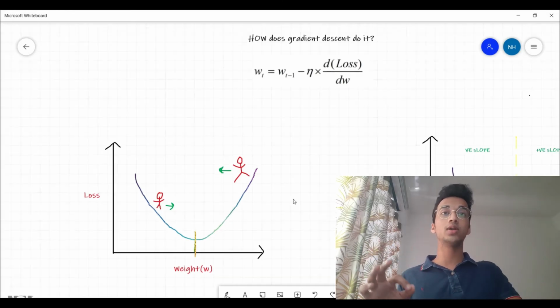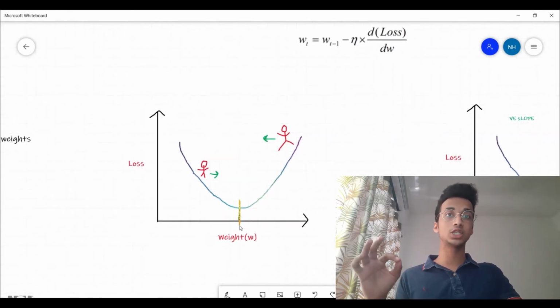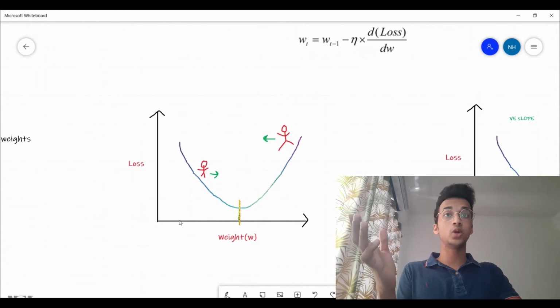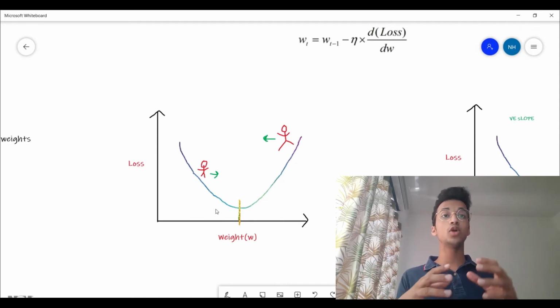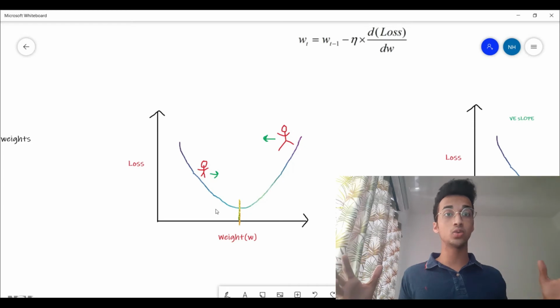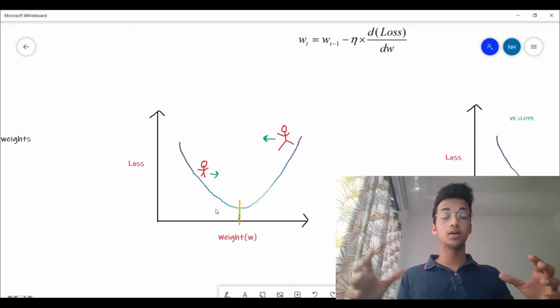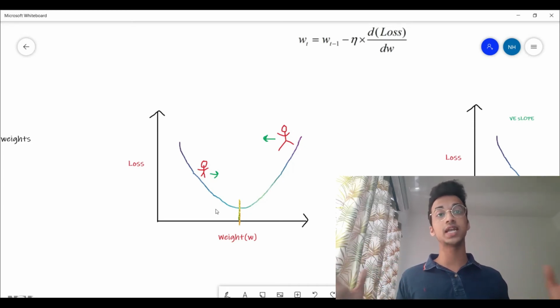So in this plot, what I'm showing is, on the x-axis you have the weight, on the y-axis you have the corresponding loss. So basically for different values of w on the x-axis, you're getting different values for the loss. Now this is only two-dimensional, but if you have multiple weights, let's say you have 1000 weights, then this graph would expand into 1000 dimensions.